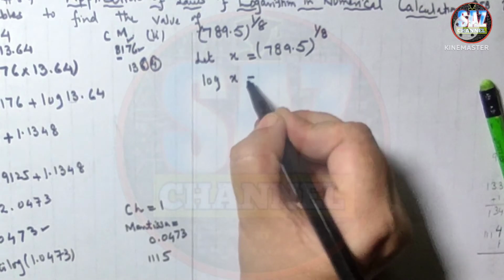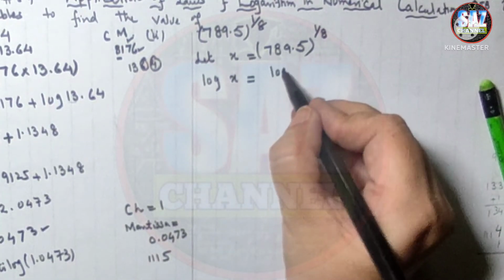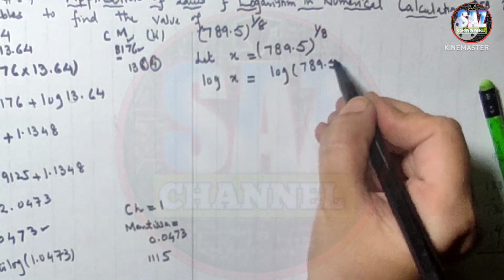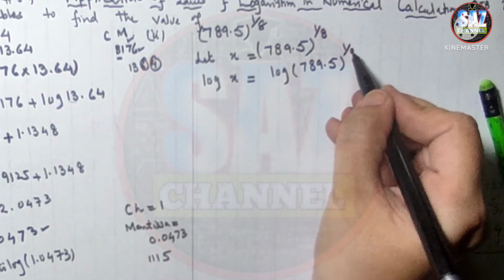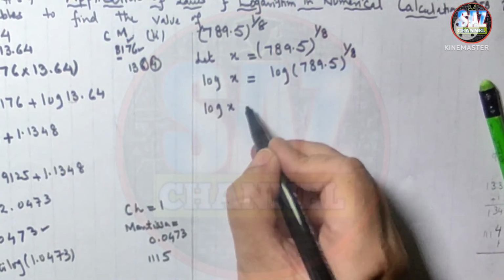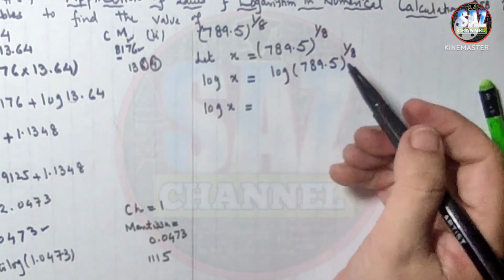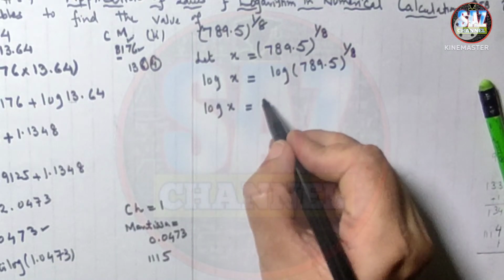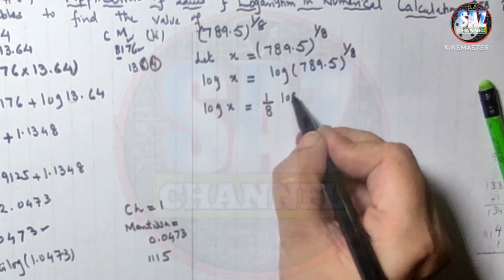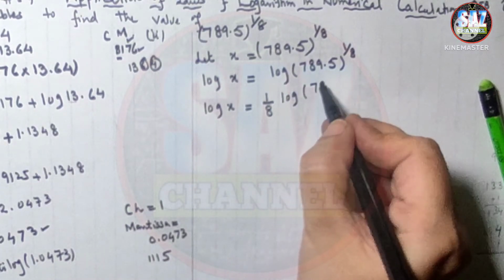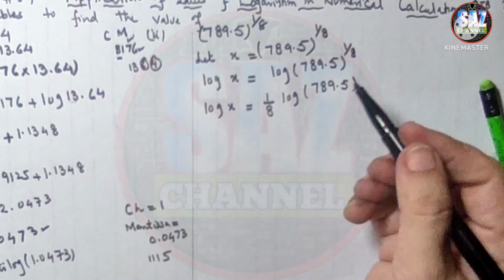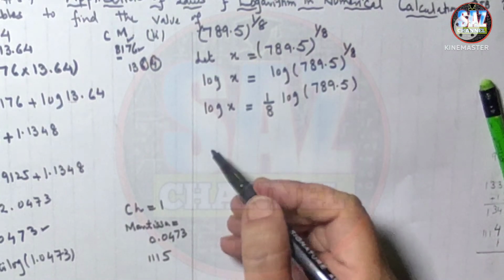Log of x equals log of 789.5 raised to the power of 1 by 8. Now according to the laws of log, by applying the theorems of log, I have to bring this power down, and then log of 789.5. Now we have to take the log of 789.5.